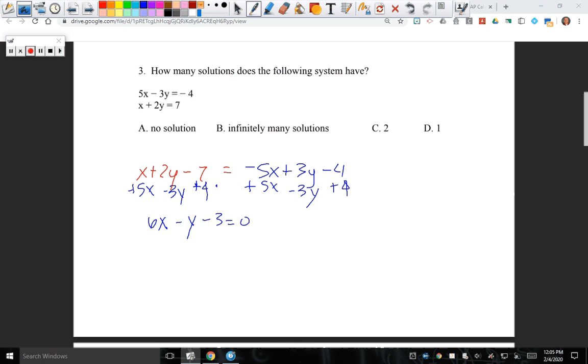So 6x minus y minus 3 is equal to 0. If I got 0 equals 0, that means they were the same equation, so they always overlap. But I couldn't check for no solution. Okay, so you see what she did? She set the equations equal to each other, but the only thing she could check for on that was the ones where the lines are coinciding, infinite solutions.